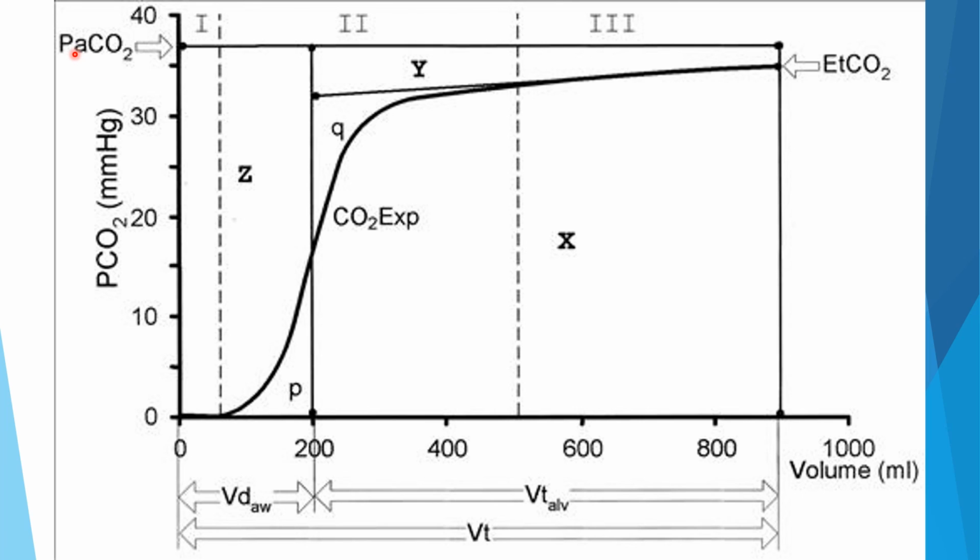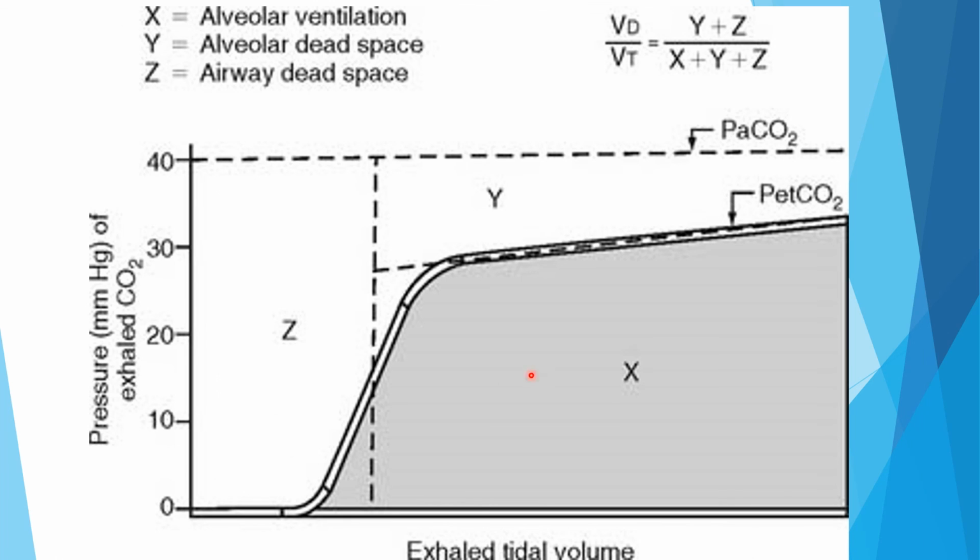But if you look up here, you have our PaCO2. So you look at the difference here, we have PaCO2 and PECO2. Remember, that is our dead space. That is the amount of alveolar dead space that's going on. This is just another way to look at it. Remember, everything here under the curve is alveolar ventilation. Everything between your PaCO2 and PECO2 is dead space, and over here is just going to be airway dead space. So alveolar dead space, alveolar ventilation, airway dead space.